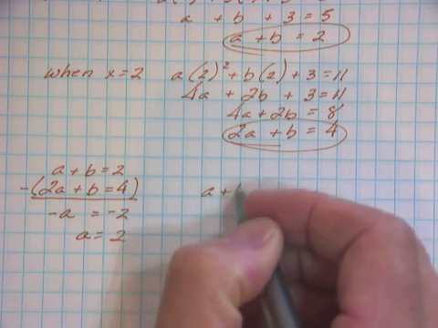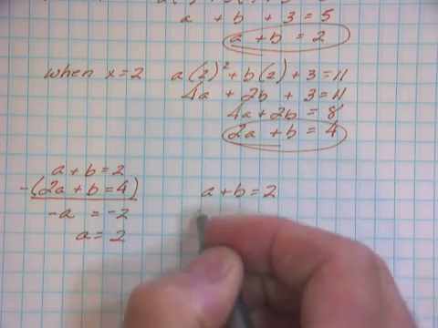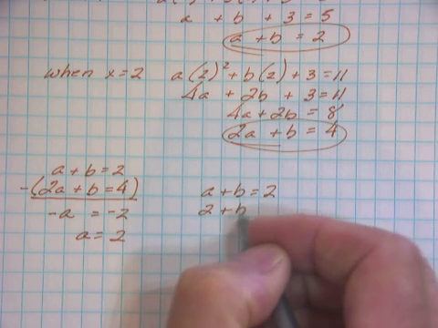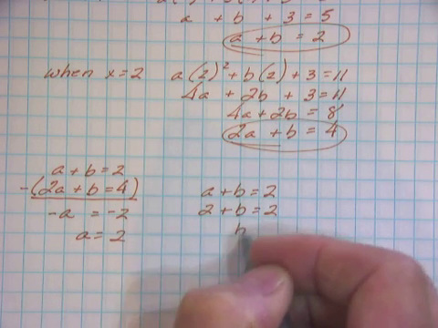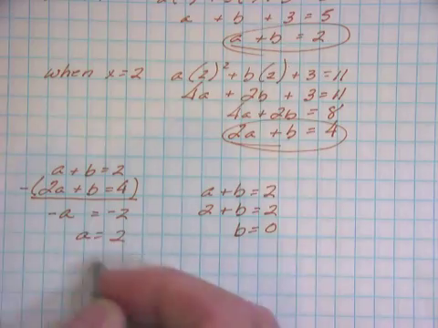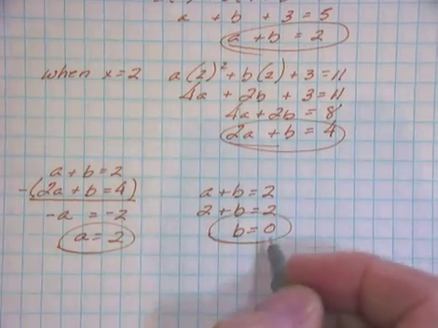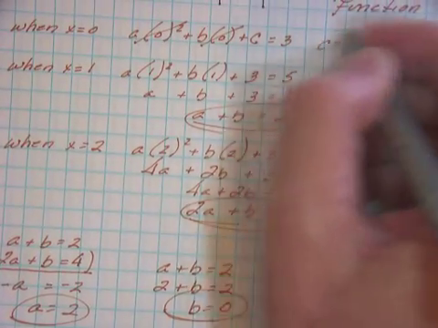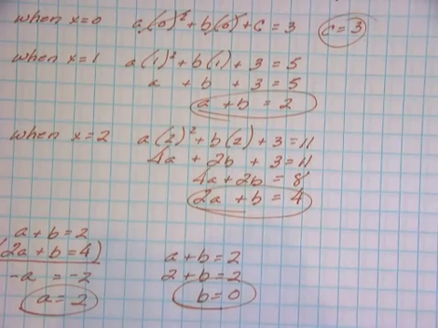Okay, so now I know what A is. So I'm just going to take 2 and put it back in that equation, probably the easiest one to work with, where A plus B equals 2. I know A is 2, so 2 plus B equals 2, which leaves me B equals 0.